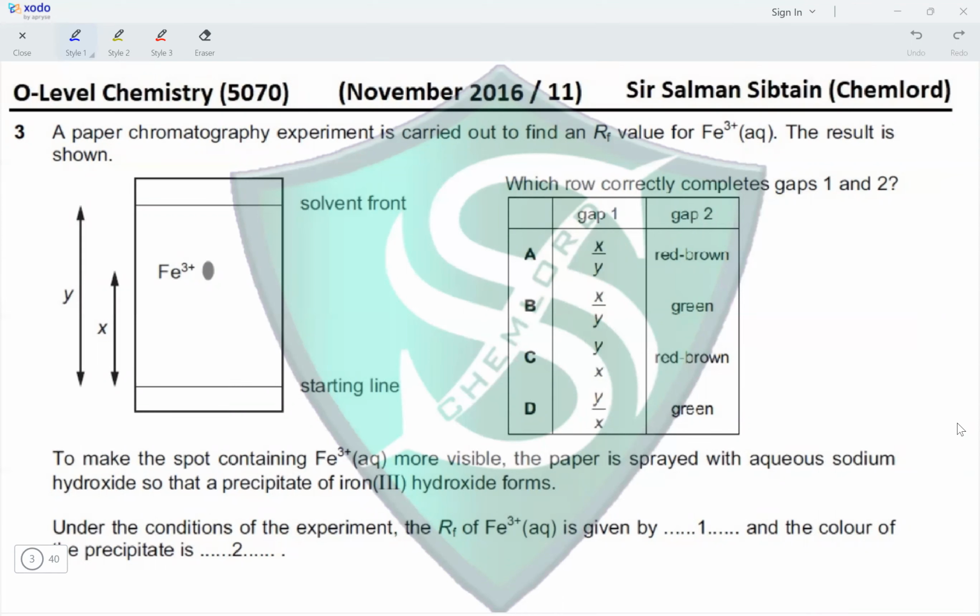Under the conditions of the experiment, the RF of Fe3+ is given by the distance traveled by the solute, which is X, divided by the distance traveled by the solvent, which is Y. And the color of the precipitate is, since iron hydroxide will form and it is iron(III) hydroxide, red brown. So the correct data for the gaps: it should be X upon Y, which is there in options A and B, eliminating options C and D. And the color should be red brown and not green, making option A the correct option for this question.